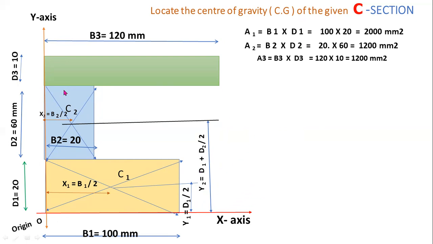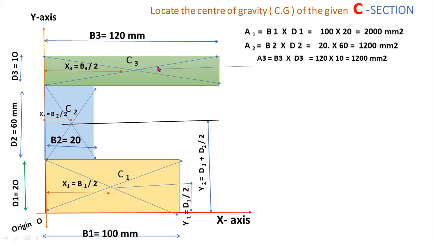In a similar way, you have to locate the centroid of this upper rectangle. For that purpose, I am drawing the diagonal lines. This intersecting point is the centroid of the top rectangle. C3 is the centroid of the upper rectangle. Now x3 is the distance of centroid C3 from the y-axis. x3 equals base 3 by 2. Base 3 equals 120 mm, so 120 by 2 equals 60 mm, which is x3.